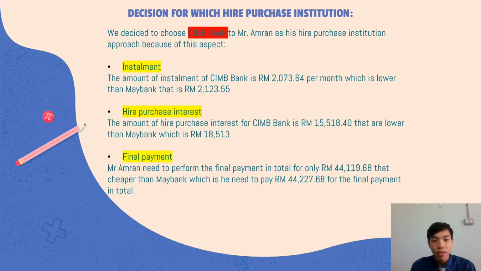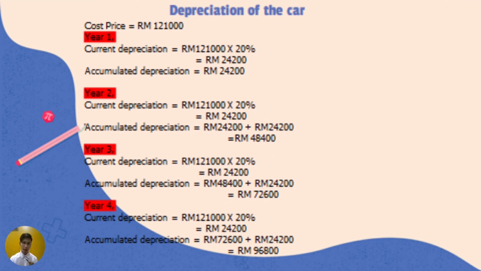80,530 ringgit. For the last aspect, final payment, Mr. Amran needs to make a final payment in total of only 44,190 ringgit and 68 cent, which is cheaper than Maybank, where he needs to pay 44,227 and 68 cent for the final payment in total. Next, the depreciation of the car.